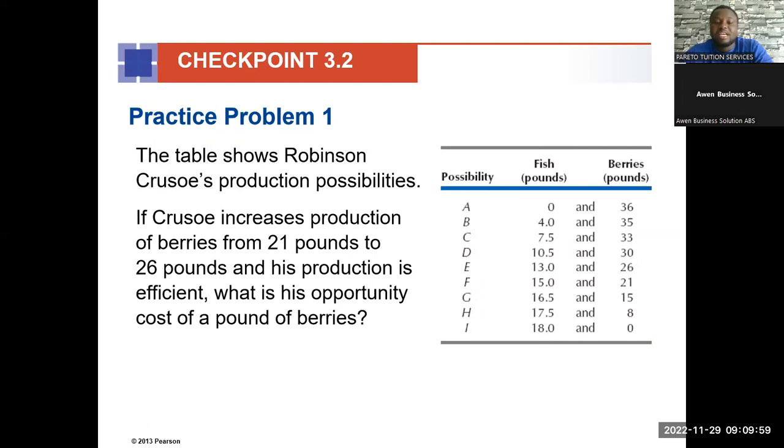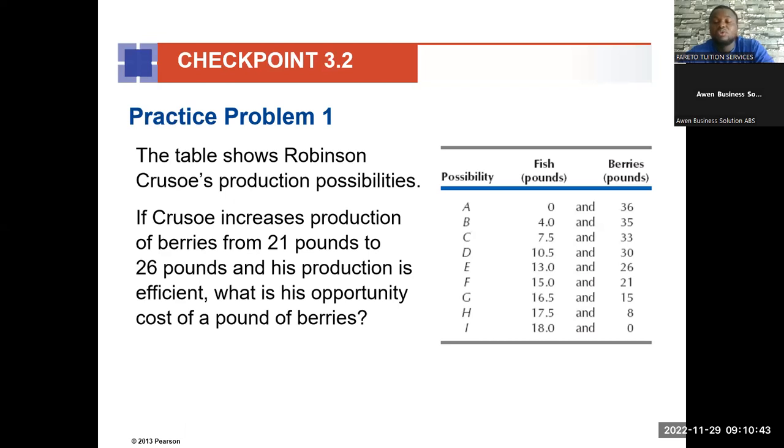Now, what is going to be the opportunity cost? We are moving from 21 pounds of berries to 26. Remember, we said the opportunity cost of producing a particular good is going to be the decrease in the production of the other good divided by the increase in the production of the good in question. So here it is berries we are talking about. If you want to find the opportunity cost of moving from 21 pounds to 26 pounds of berries, then we are talking about the decrease in the pounds of fish produced divided by the increase in the pounds of berries that we produce.